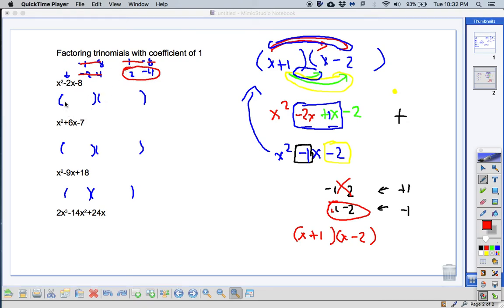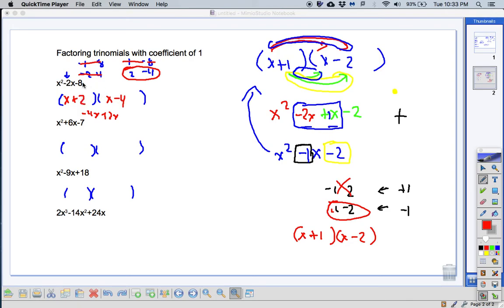So that's my answer, and I'm going to put it in here. So I get x plus 2 and x minus 4. Now you could always multiply it back out, so let's check. We got x times x is x squared. x times negative 4 is negative 4x. 2 times x is 2x. When we combine those, negative 4x plus 2x, you get negative 2x, which is what we had.